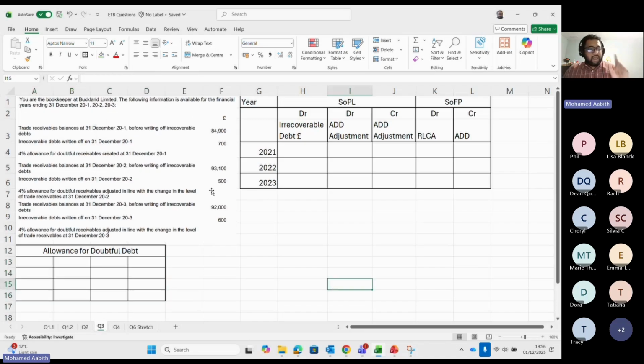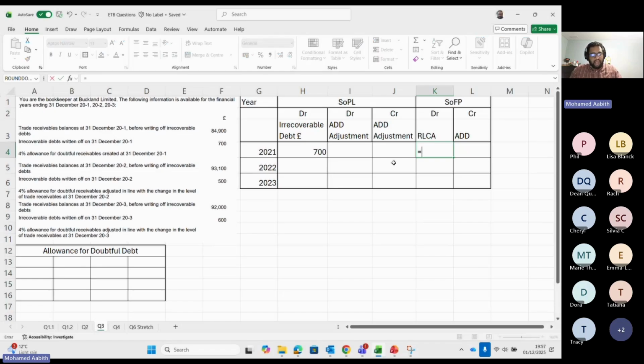Now let's do here and we can work out what they mean by this. So first year, we have a trade receivable of 84,900, irrecoverable debt written off of 700 pounds. So 700 pounds is written here. And what we're going to do in this scenario, the statement of financial position will have how much left on after we written off this. So the RLCA will have a credit entry.